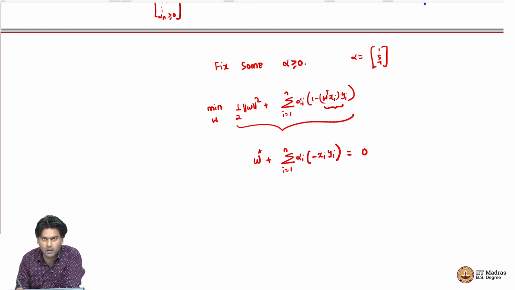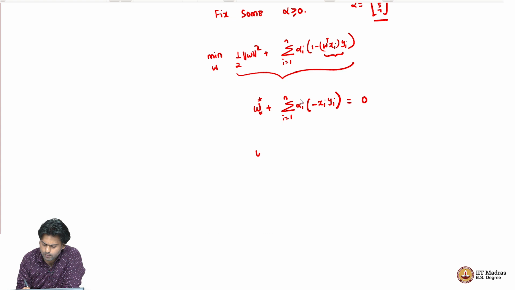Now this is for any alpha that I've given you. So this w star is the w star which is the best for the alpha that I gave you. You pick some alpha, and with respect to that alpha, maybe I can even say this is w star alpha, just to indicate that there is a dependence on alpha here. So what is w star alpha then? Well, w star alpha is just the sum over i equals 1 to n of alpha i xi yi.